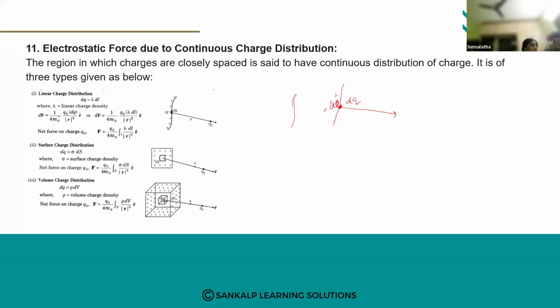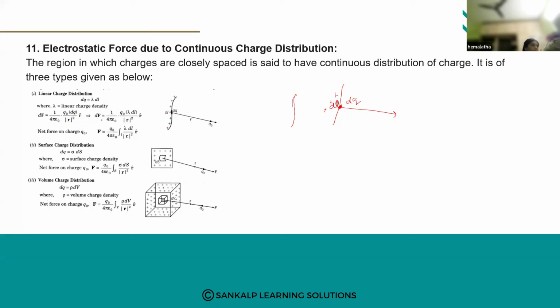So we'll write like this. dq is equal to lambda into dl. dl is a small length; for our reference we are taking it as a small length. Now dF is a small force which acts on this length due to this point charge, given by 1 by 4 pi epsilon naught into q naught into dq divided by r square. And dF is equal to 1 by 4 pi epsilon naught into dq, how much is it?